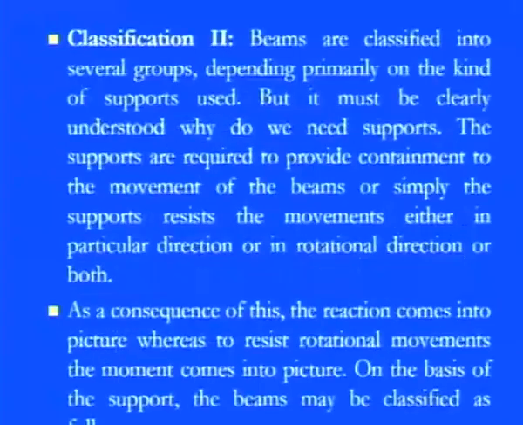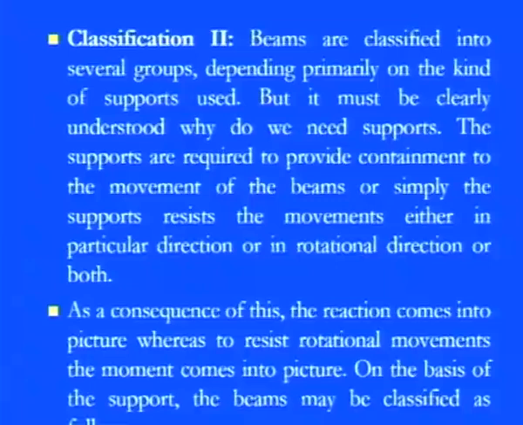So this is the first classification, and the second classification says that beams are classified into several groups depending primarily on the kind of support used, as we discussed, what kind of supports are there at the two extreme ends. But it must be clearly understood why we need the support, what application is there, whether both ends are supported or whether one end is supported, what exactly the application is, and what kind of loads are coming on that beam. We have to understand this kind of phenomenon first, and then only we can say that this beam is of this nature.